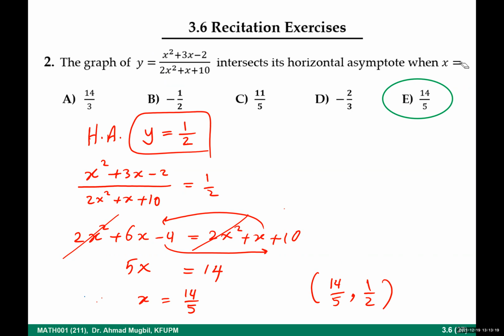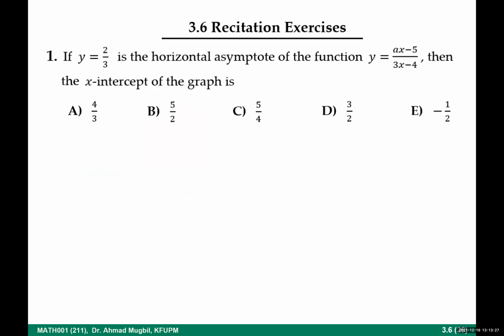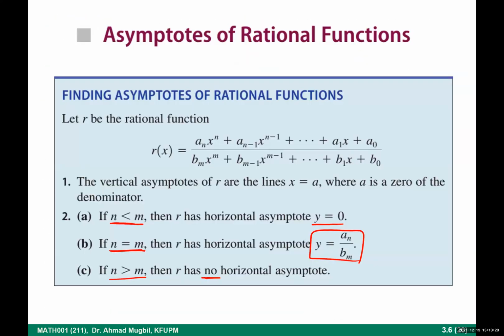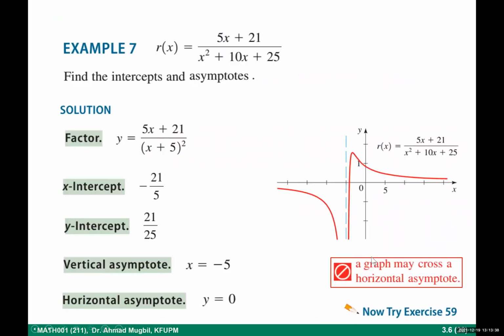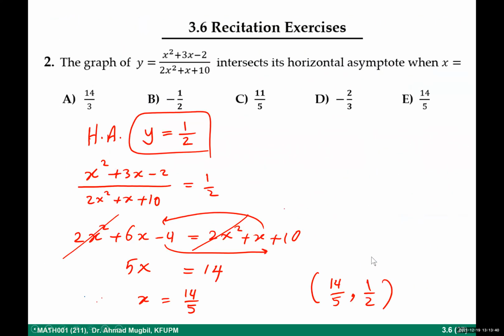How to find the horizontal asymptote in general. You need to go back to this slide: how to find the horizontal asymptote if the degrees are the same. From here, it is the leading coefficient over the leading coefficient. The degrees here are the same, so it will be the leading coefficient here, which is 1, over the leading coefficient here, which is 2. So it will be 1 over 2.